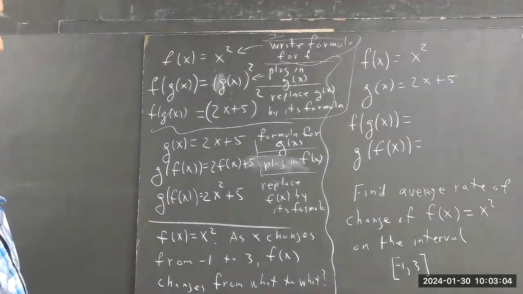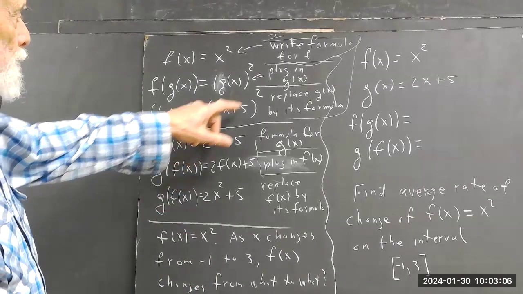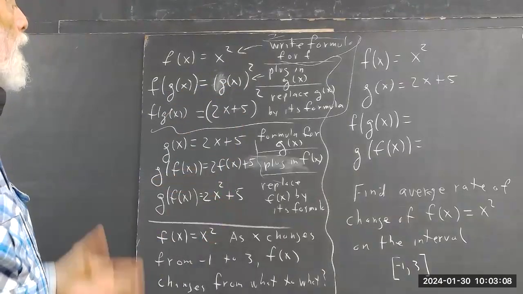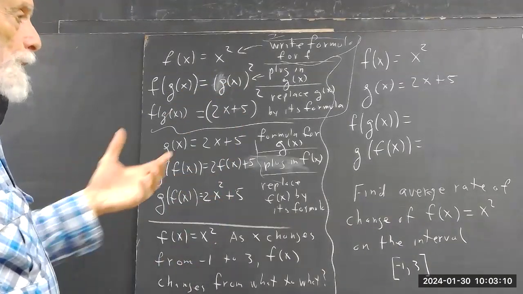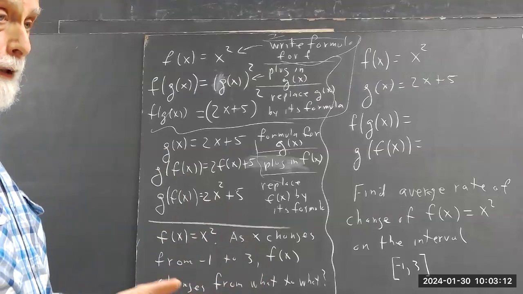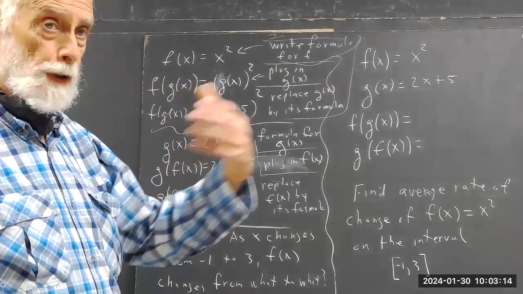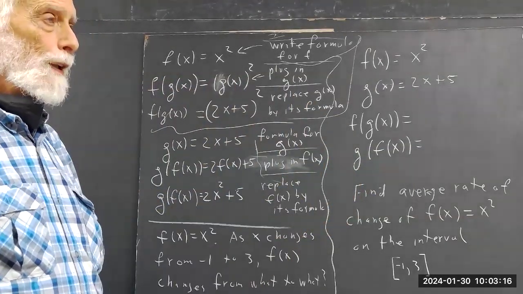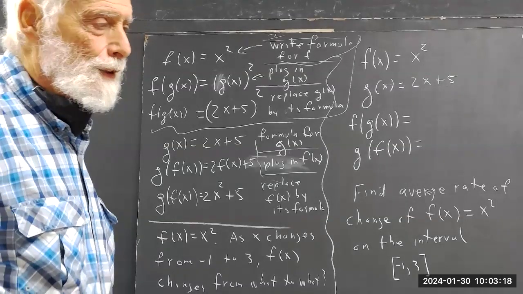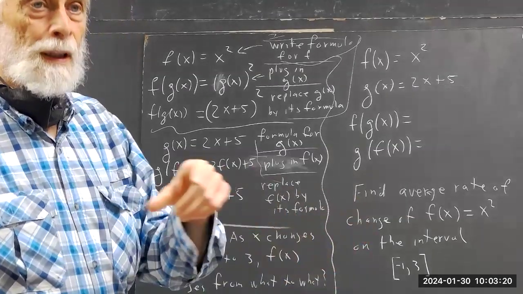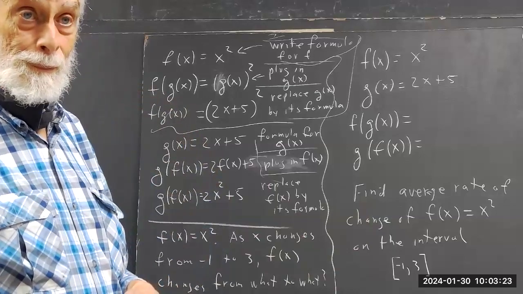Okay. Mentioned a little bit about the domain. Any x works here, any x works here. There are cases where f of x or g of x could have a restricted domain. For example, if f of x was the square root of x plus 3, then you couldn't feed any number less than 3 into the f of x function.